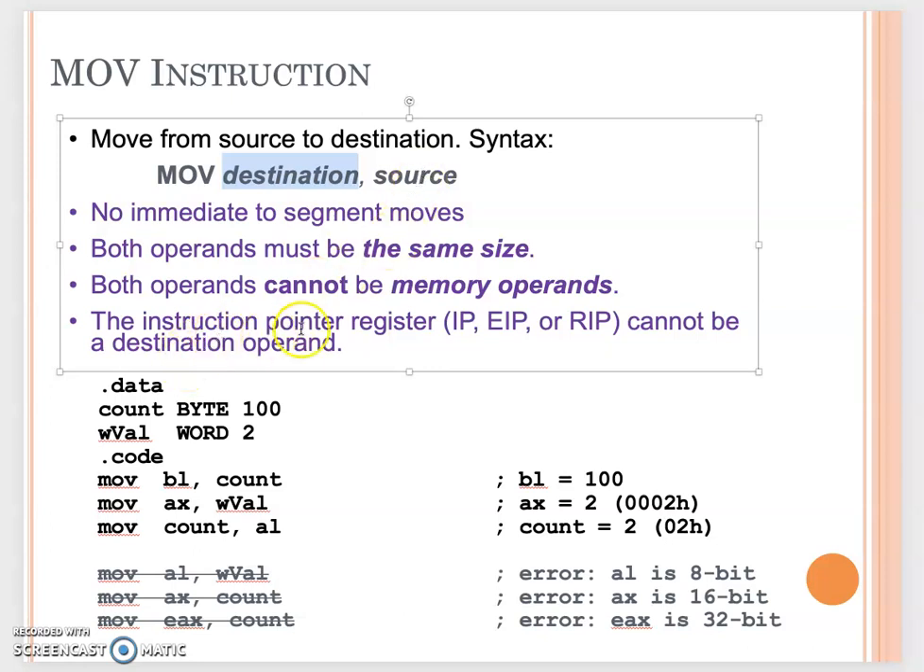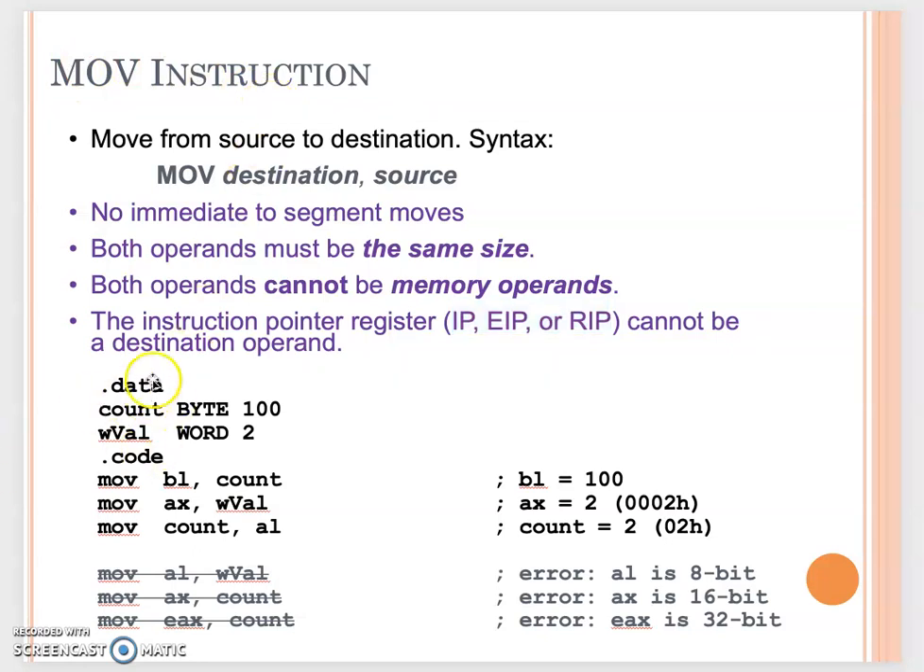So the instruction pointer, like IP, EIP, RIP, cannot be a destination operand. On the other hand, we can have a register as the destination, but the instruction pointer cannot be updated by the move. That's the move instruction. You can see more examples here.